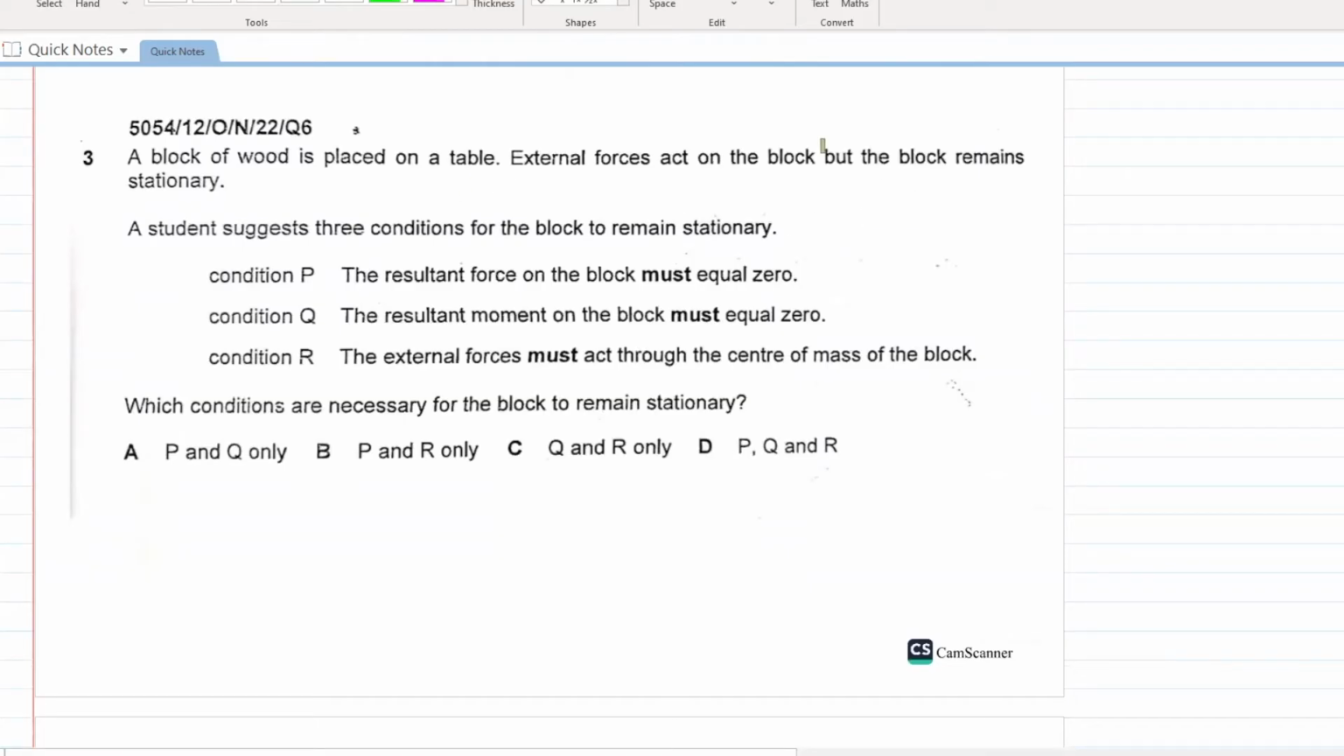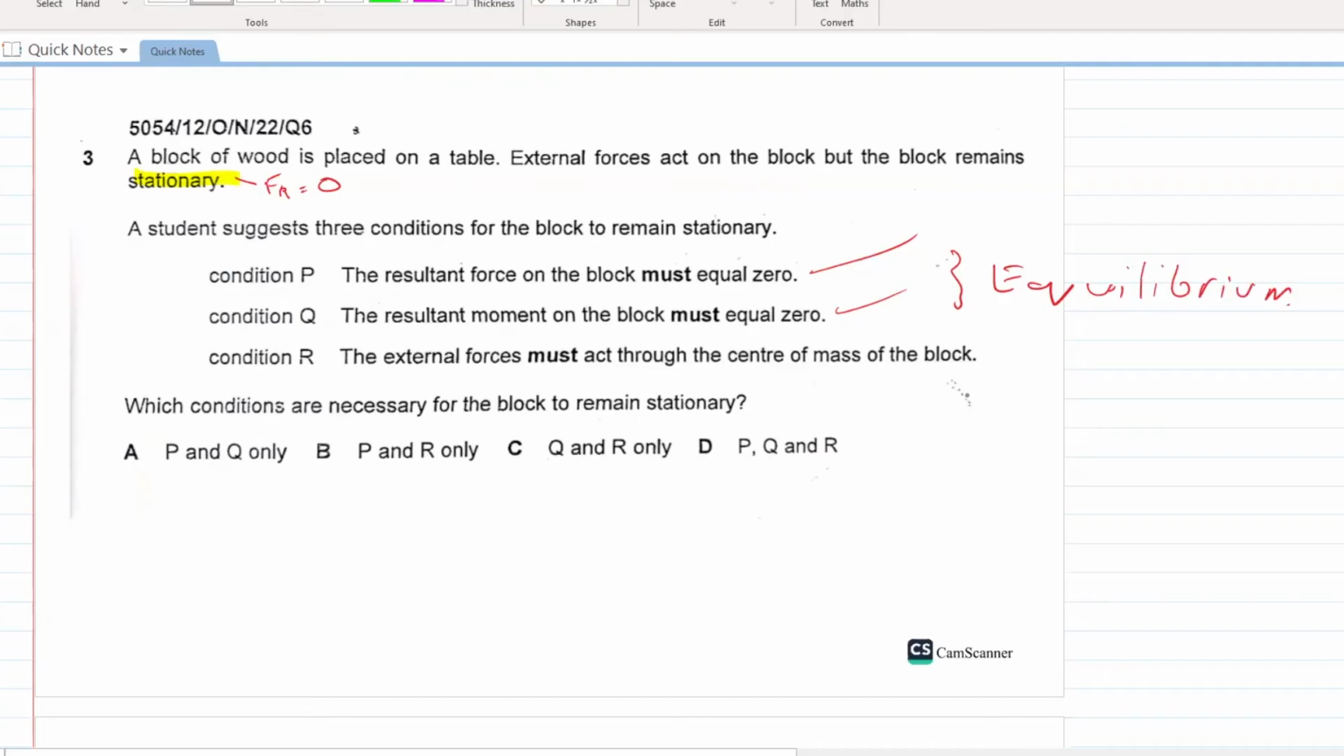A block of wood is placed on a table. External forces act on the block, but the block remains stationary. If you are remaining stationary, that means your resultant force is equal to 0. A student suggests three conditions for the block to remain stationary. The resultant force must be equal to 0. Yes. The resultant moment must also be equal to 0. These two are the conditions for what? Equilibrium. These two are the conditions for equilibrium.